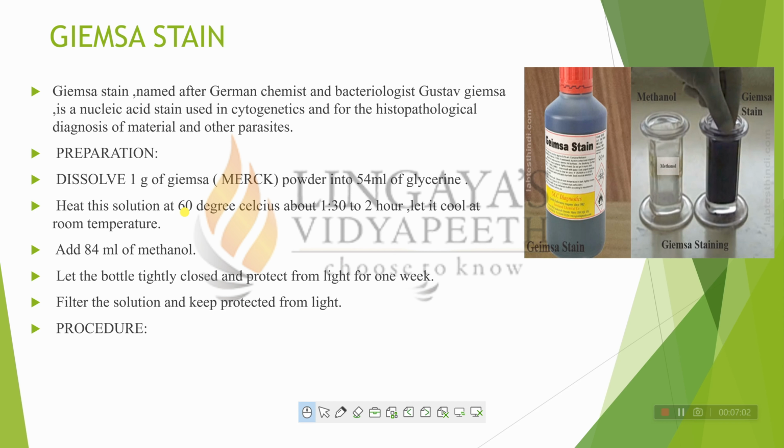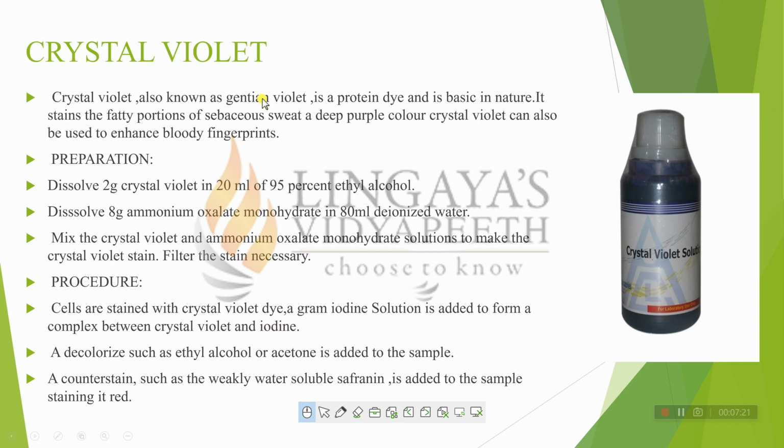After adding the methanol and mixing it well, you have to close the bottle very well and protect it from the light for 1 week. After 1 week, you have to filter the solution again and keep it protected from the sunlight by preserving it. Alright, so this is the procedure of preparation of the Giemsa stain.